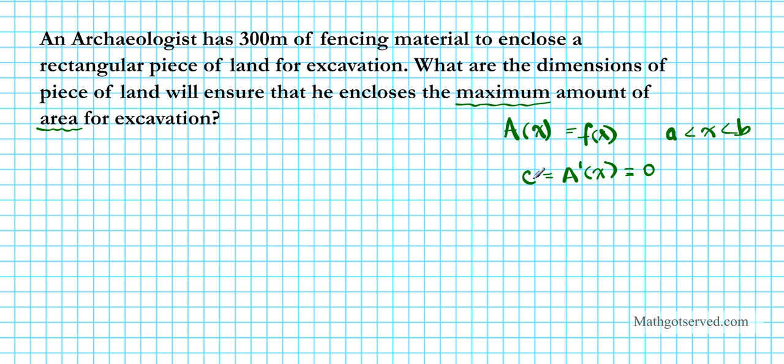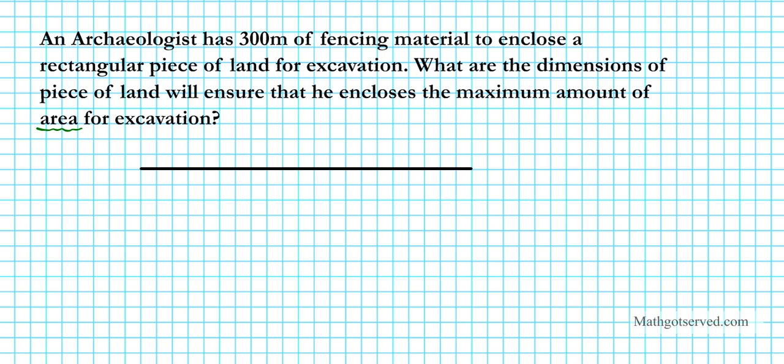To help us come up with a formula for the area, we're going to have to give ourselves a visual of what's going on here. We're enclosing a rectangular area with fencing material that's 300 meters long. So let's go ahead and draw the fencing material right here. This is the entire fencing material. The length from here all the way to here is 300 meters.